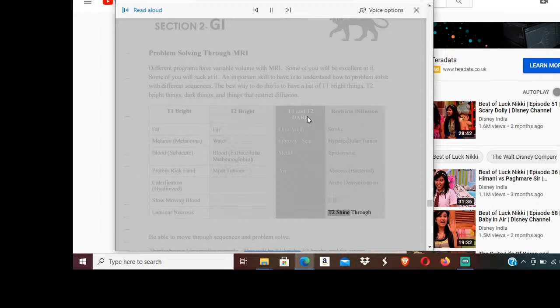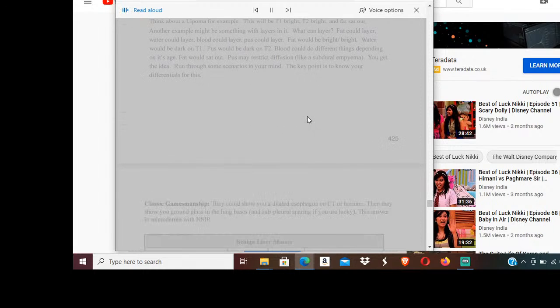CJD. T2 shine through. Think about a lipoma for example. This will be T1 bright, T2 bright, and fat sat out. Another example might be something with layers in it. What can layer? Fat could layer, water could layer, blood could layer, pus could layer.